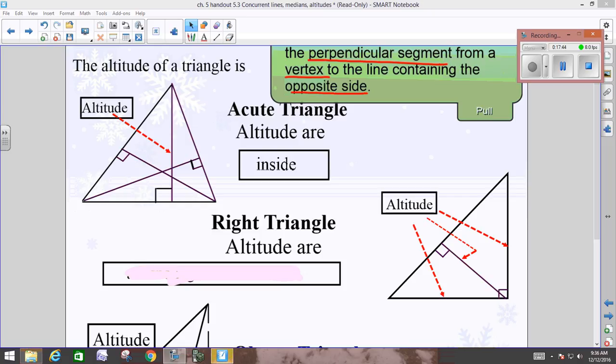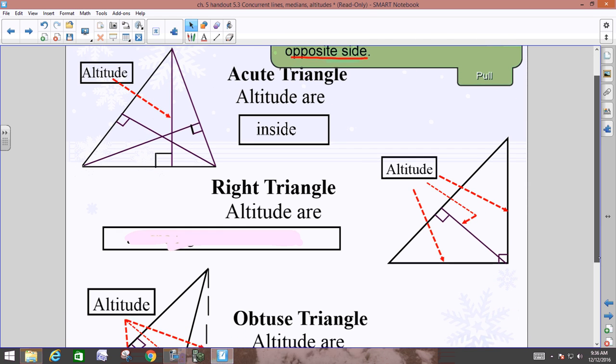Later on, we'll think of the word altitude as height. The altitude is representing the height of the triangle. If you think back to when you found areas of triangles, or if you think about an airplane, its altitude tells us how high it is in the air. You can also refer to it as height.